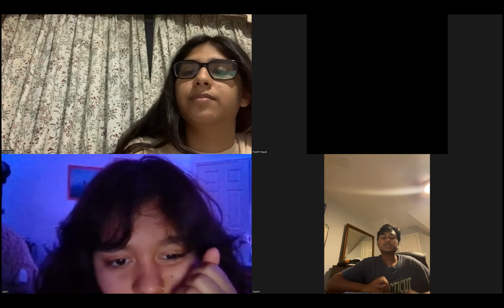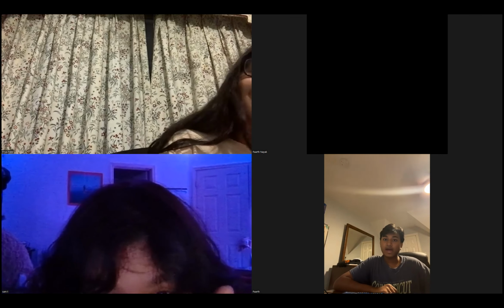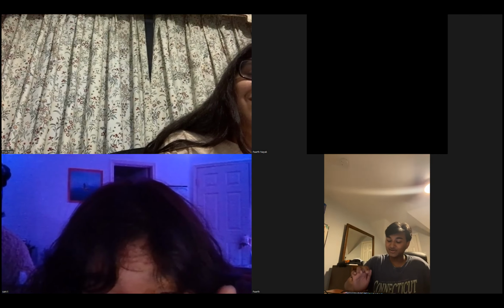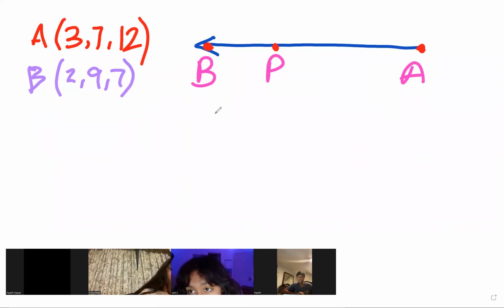Okay, hi everyone. So today we're going to be looking at internal and external division when looking at HL math in the vectors unit. Okay, so I'm going to share my whiteboard. And so I have this internal division problem set up in which the point A is 3, 7, 12 in order from X, Y, and Z respectively, and point B is 2, 9, and 7.